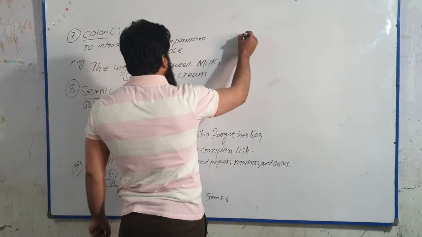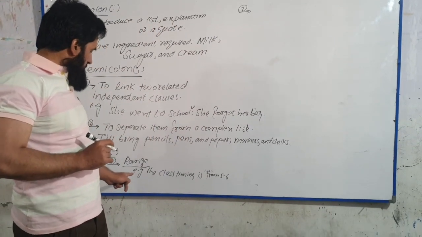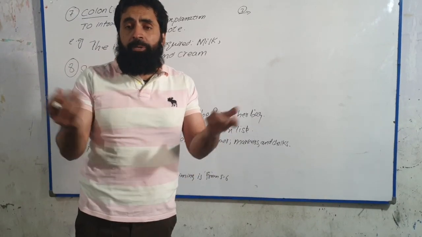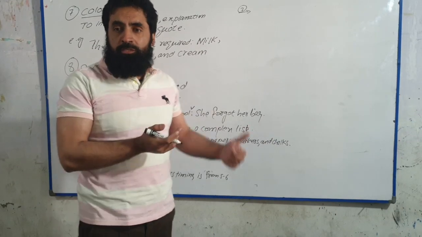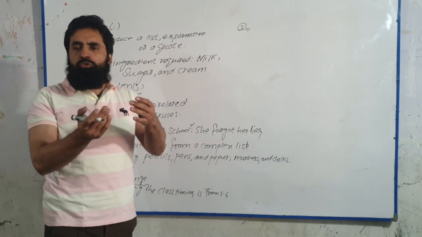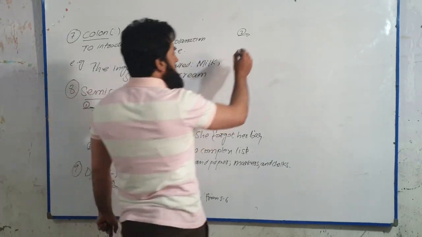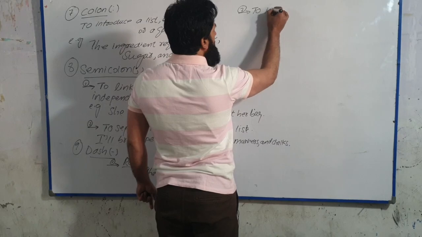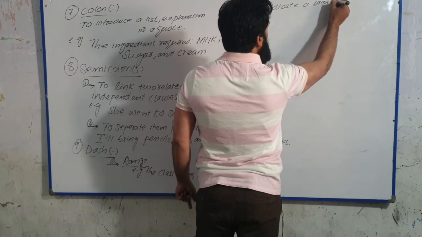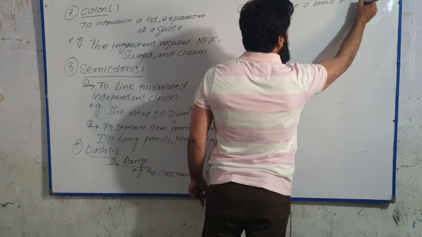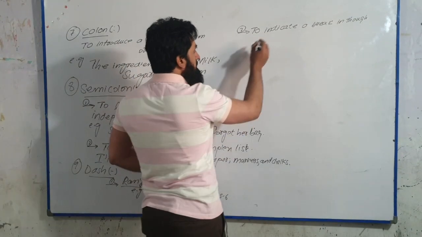What is the second way? The second way we use this dash is to indicate a break in a thought. Okay, you are speaking and you have a break, so for that we use what? For a very short period of time you stop. For that we use dash, that is to indicate a break in a thought. You think what to say, you are confused, so for that we use this dash.